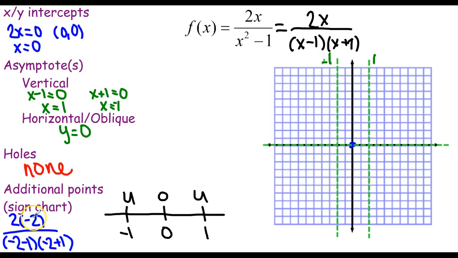So again, I just plugged in -2 for x. I picked a point to the left of -1 to try to figure out what's happening over here. I keep doing that.